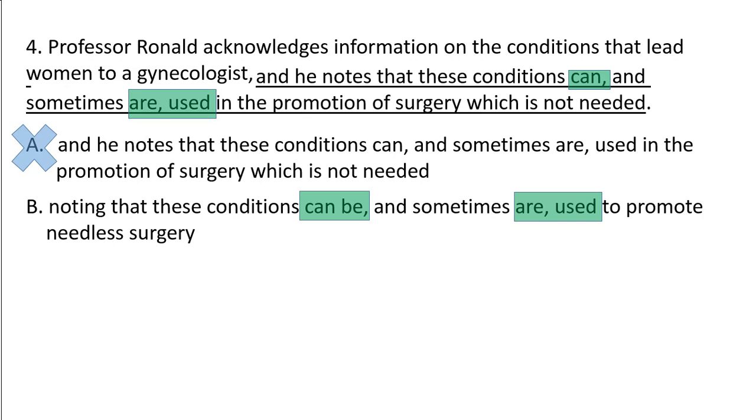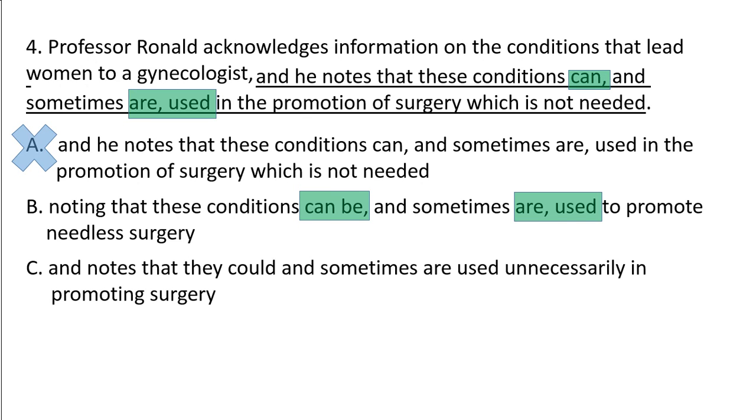We can go with B. We can reserve it. Let's see about C. And notes that they could and sometimes are used unnecessarily in the promoting surgery. The same problem. Could active voice are used, passive voice that's called incorrect. Parallelism, along with one more problem that's called they.